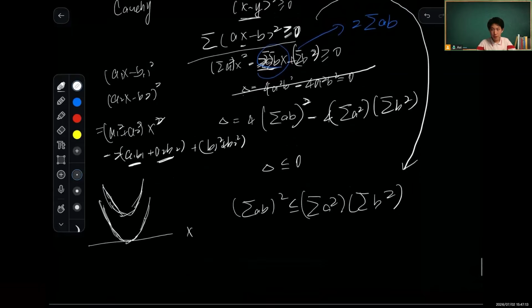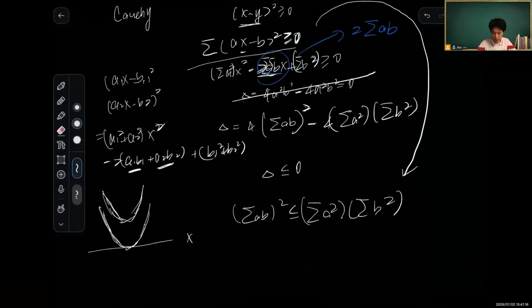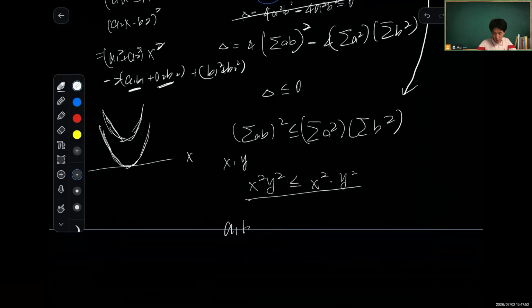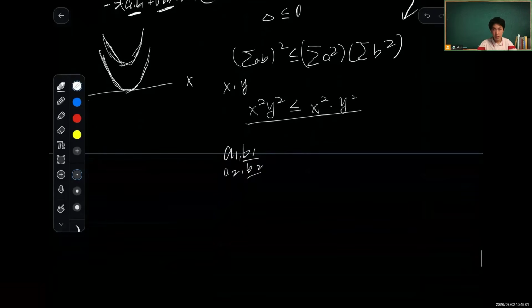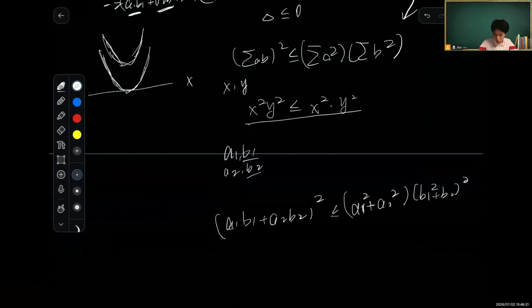For example, to give a better feel of this statement, we can take two terms, a1b1 and a2b2. In this case, we can treat b1, b2 as constant values. Then under that circumstance, we have (a1 times b1 plus a2 times b2) squared is less than or equal to (a1 squared plus a2 squared) times (b1 squared plus b2 squared). Recall that these terms are constant.